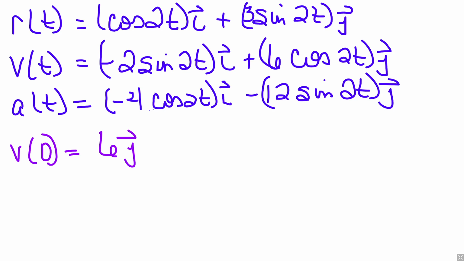Okay. All right. And then if we look at the acceleration at 0, we're going to end up with the value of what? Negative 4i. Okay, so negative 4 in the i direction. Any questions? Okay. All right, so next, let's look at our next example.